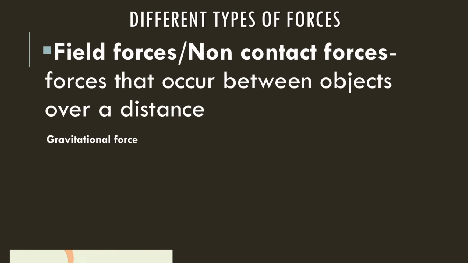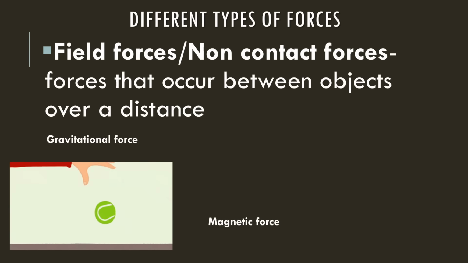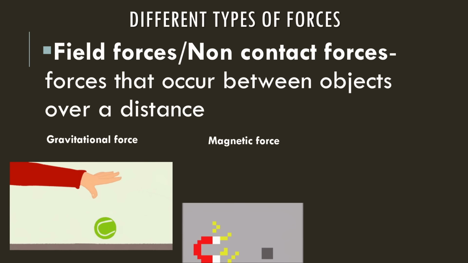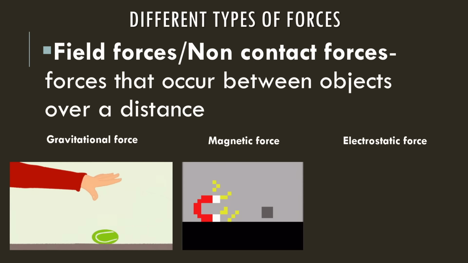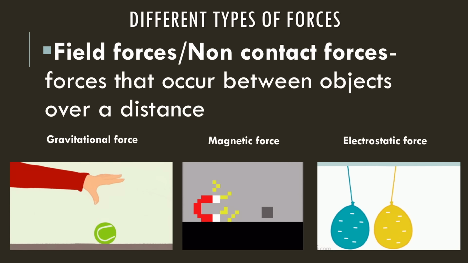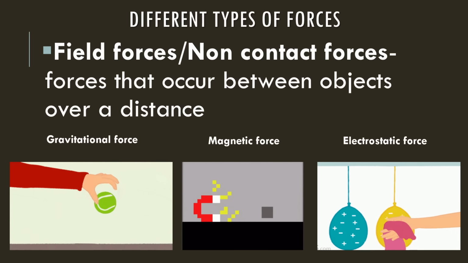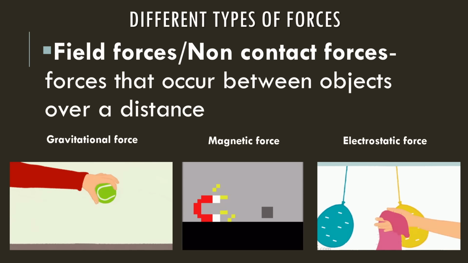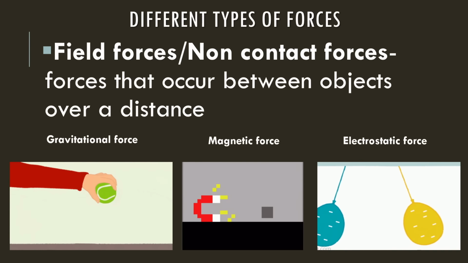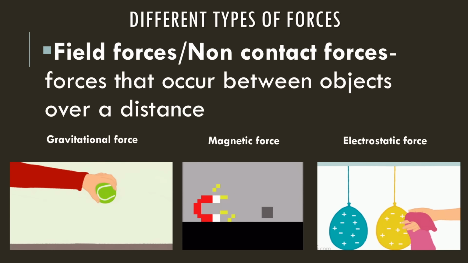Our first force is gravitational force. Our second one is magnetic force. And our third one is electrostatic forces. So these three specific types of non-contact or field forces we'll be going into detail with in this next section coming up.